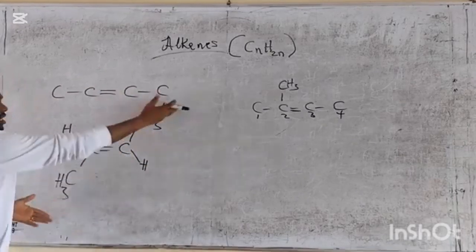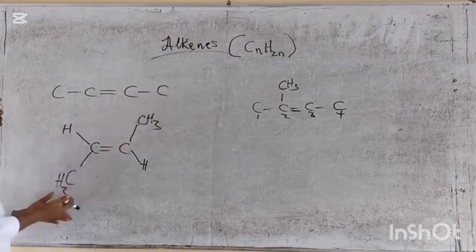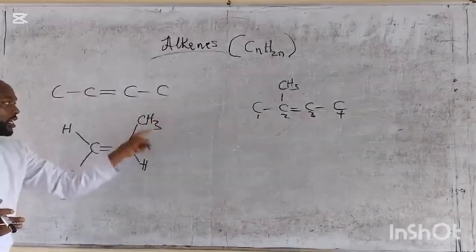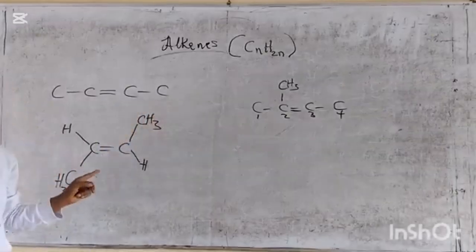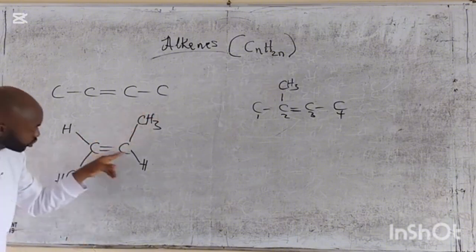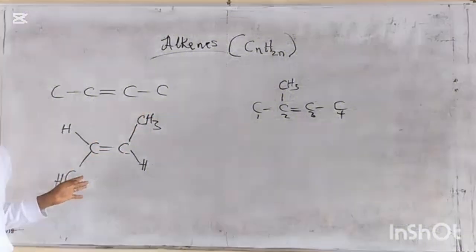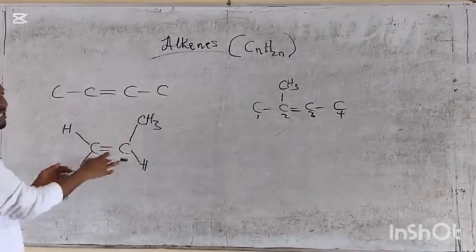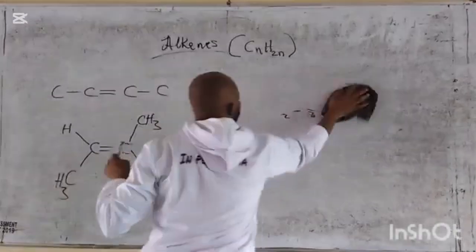Now, because of this position of the groups, this becomes what? Trans. Remember, because this CH3 is opposite to the other one on the other side, it becomes trans. Alright? This becomes trans-2-butene. This and this are in opposite directions. So let's see the cis so that you will get it right. You will not mistake it.